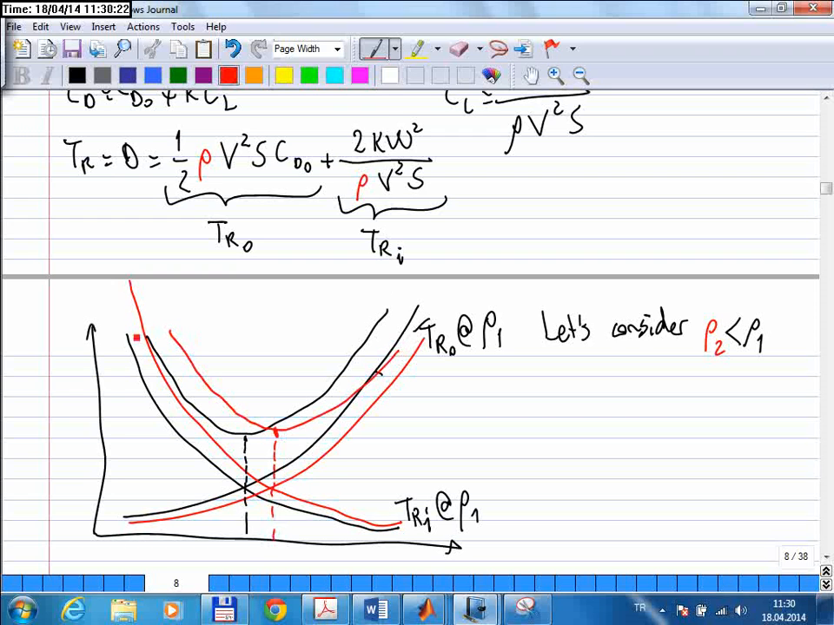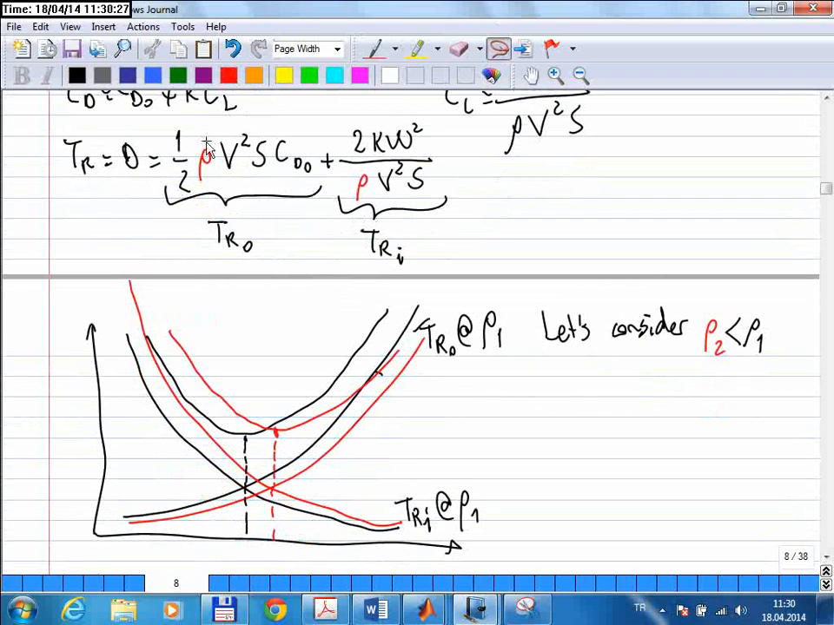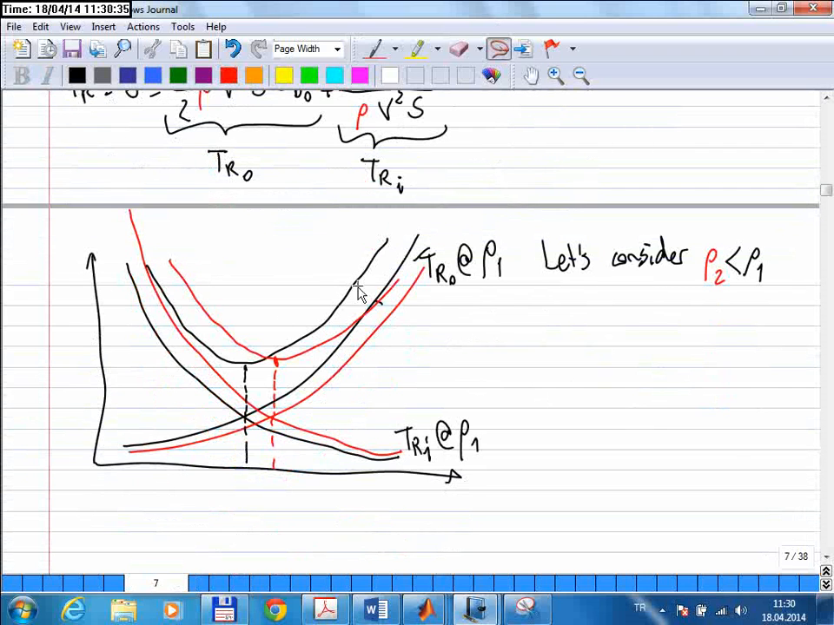So obviously, without making any proper calculations, by just looking at where the rho parameter appears in this equation, we can see that the thrust required curve will be different at a higher altitude. Okay, so obviously the minimum point shifts to the right. That means at the rho 1 altitude, the minimum thrust required speed is this much. But when you climb to a higher altitude where the air density is less, then the minimum thrust required value will be obtained at a higher speed.